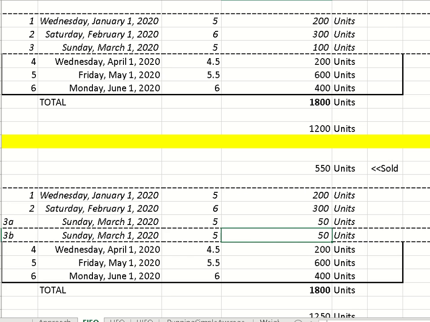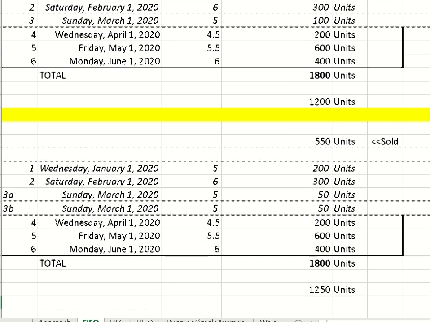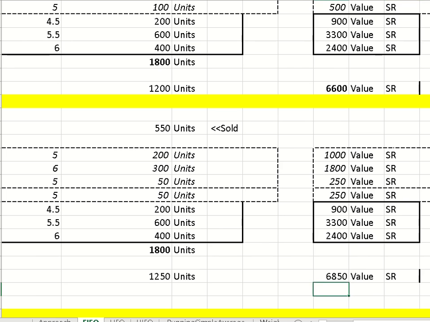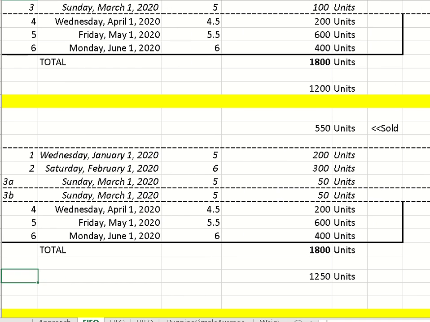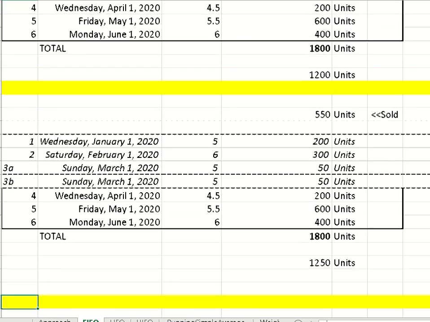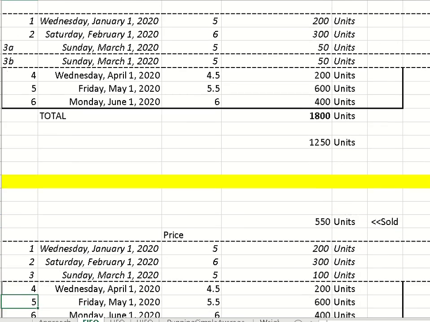And so we have here 250, 900, 3,300, and 2,400. We add this together, we'll have this. All right, I-37 to I-40. That's the remaining ones, and this one would be the one sold. So we will be reporting 6,850 as the value of the inventory.